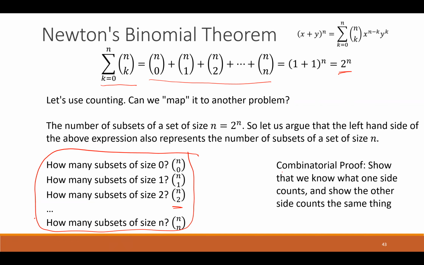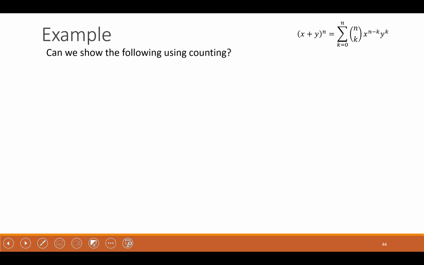So this is called a combinatorial proof. There's something I already know how to count, and I have another problem, and I'm just going to say, well, this counts it, but in another way. It counts the same thing, but just using another technique. All right, questions? Okay.